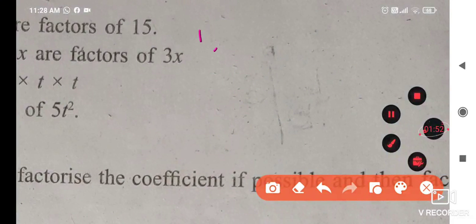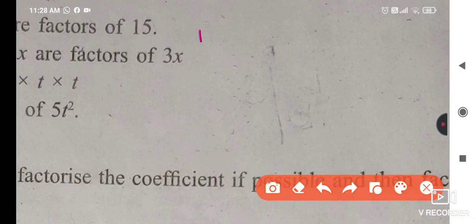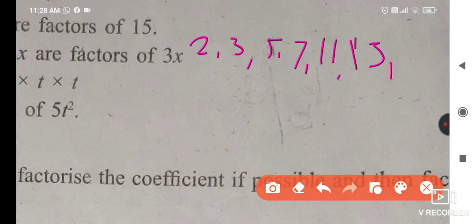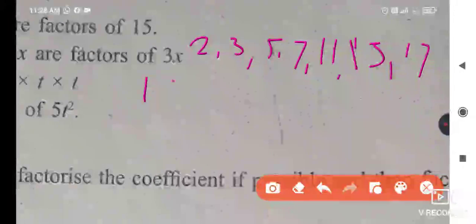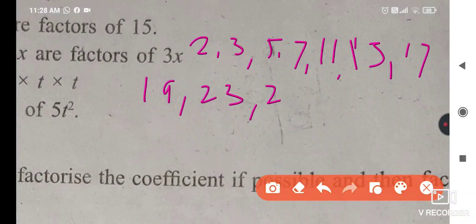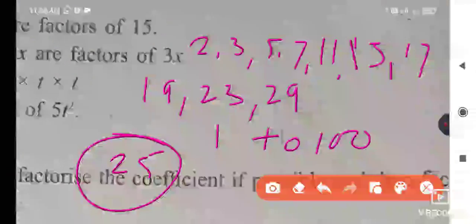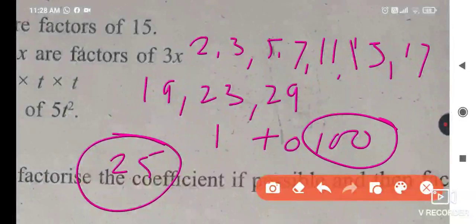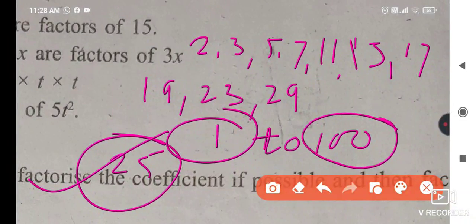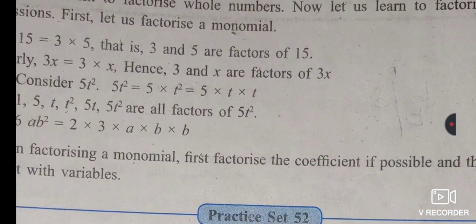And which are the prime numbers? The prime numbers are 2, 3, 5, 7, 11, 13, then 17, 19, 23, 29. These are the prime numbers. In 1 to 100, total 25 prime numbers are there, and you must learn these 25 prime numbers. Then it will be easy for you.